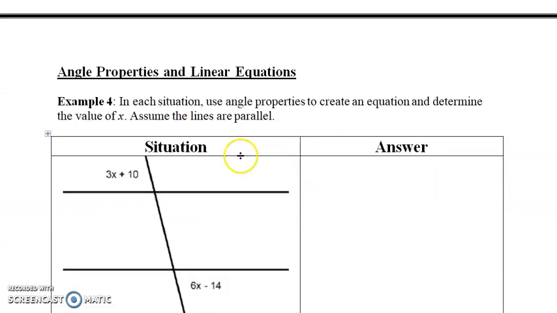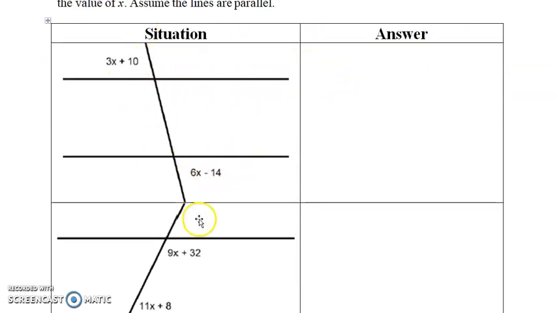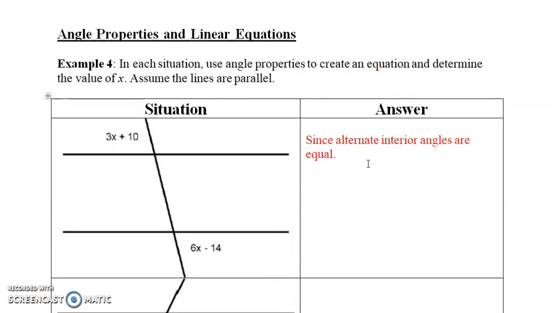Angle properties in linear equations. In example 4 it says in each situation use angle properties to create an equation and determine the value of x. Assume the lines are parallel. So we're assuming these two lines are parallel. That's the transversal. These two are called alternate exterior angles, and alternate exterior angles are equal. So we can say these two expressions are equal: 3x plus 10 is equal to 6x minus 14. And then we just solve for x. I didn't want to know the angle, just what x is equal to.